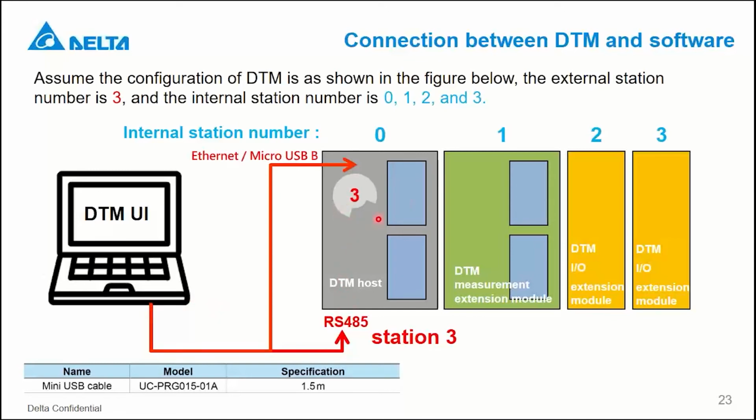In this case, I will give an example of how we do the software operation with these 4 modules. You can see we separate them by colors. The gray one is the host unit, and we set the station ID as 3. Next one is the measurement module, pointed out in green, and there are also 2 yellow ones. It's an I/O module. There is also an internal station number 0, 1, 2, 3. This one is only recognized by the software internally.